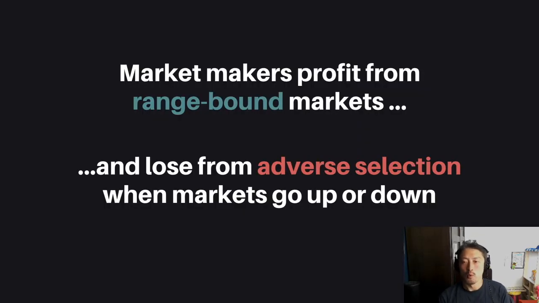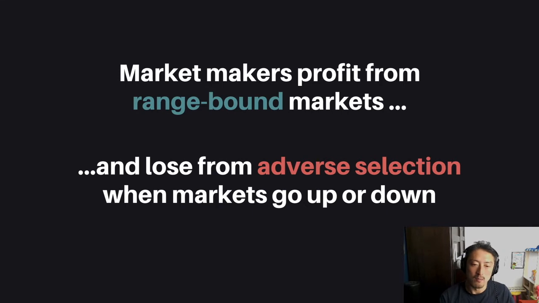Now, when we talk about risk from a market maker's perspective, what we mean is that as a market maker, you profit from buying low and selling high. And so the ideal type of market that you want to trade in is one where it's range bound, where the market goes up, goes down, goes up, goes down, and trades in a certain range.